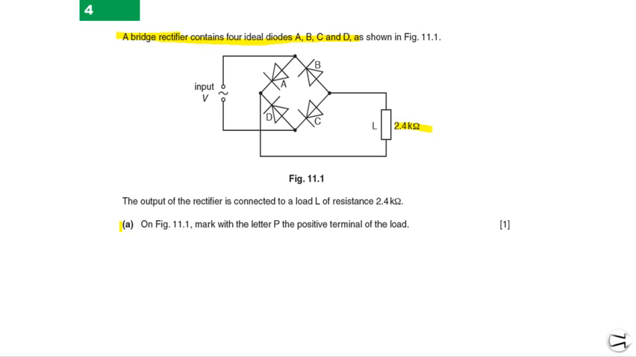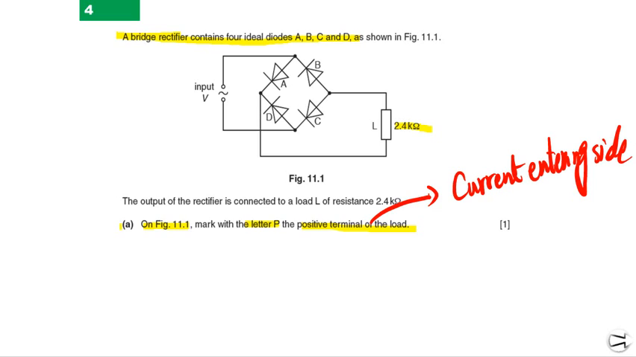What we need to do is mark the letter P for the positive terminal of the load on figure 11.1. Positive terminal of the load simply means the current entering side, which is a simple way to understand this one. Current entering side is the positive terminal.